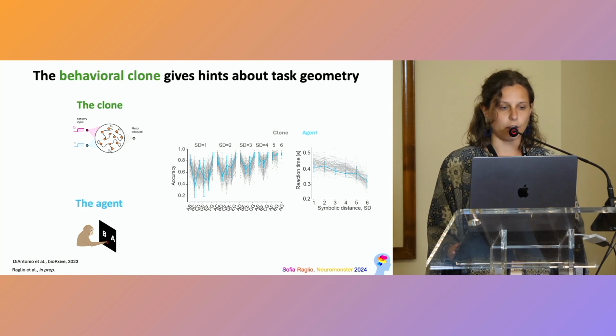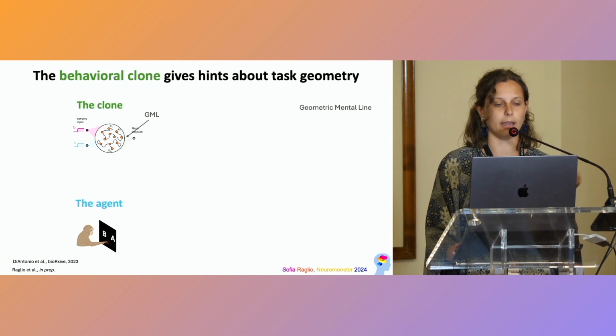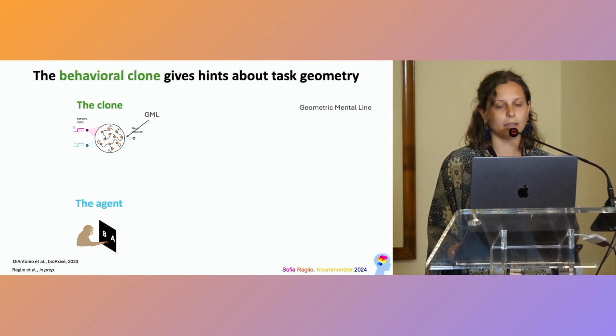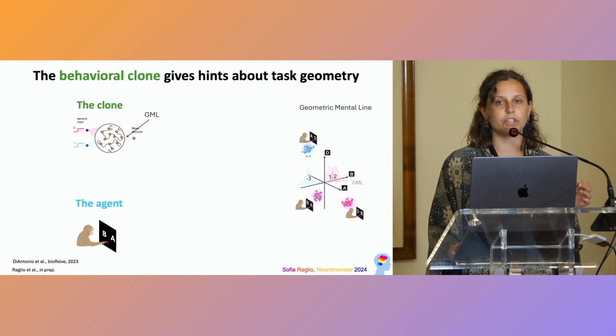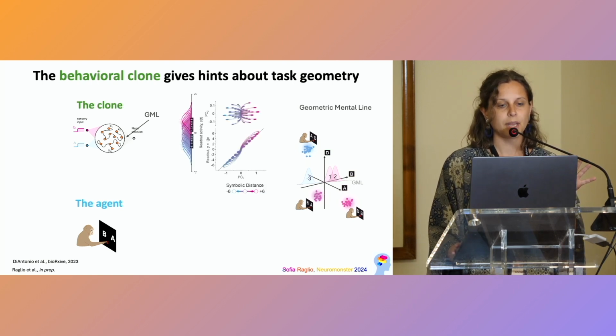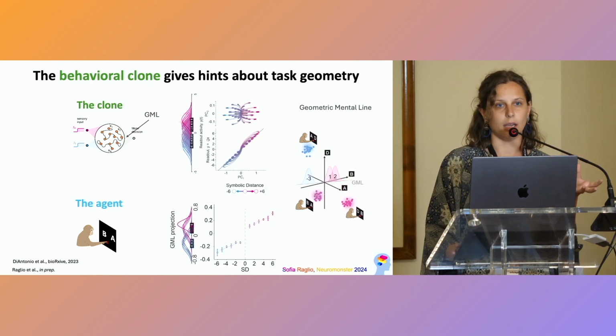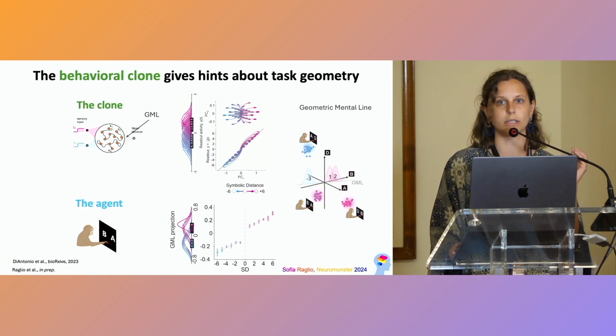So what can I learn from doing this clone of agent behavior? I can look at the linear readout of the decision, and we found an analytical formulation of this linear readout, which is ordering the premises depending on the symbolic distance. And so if I look into the network activity and into the animal neural activity, I will find a similar low-dimensional structure, which is ordering the premises depending on this task difficulty parameter.